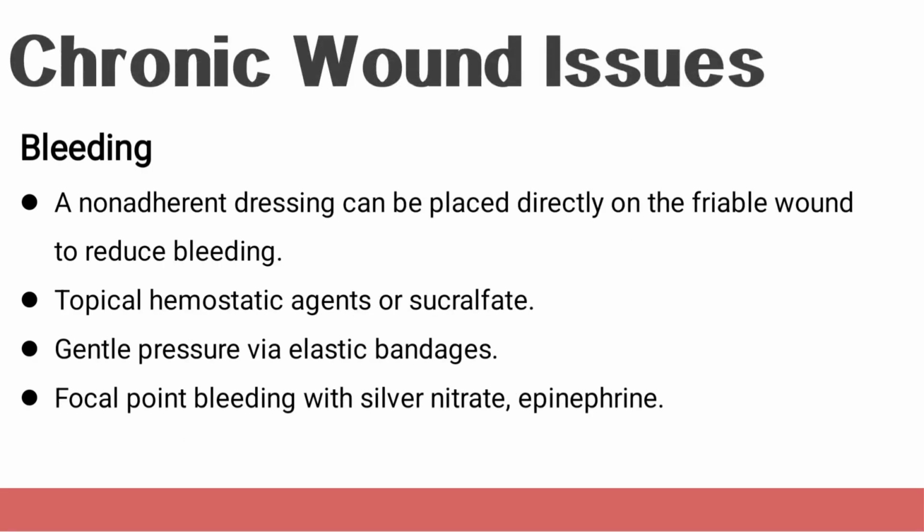Bleeding in chronic wounds. Non-adherent dressings can be placed directly on the friable wound to reduce the bleeding. Topical hemostatic agents or sucralfate can also be used. We can use gentle pressure with elastic bandages as well. The focal points of bleeding we can treat with silver nitrate and epinephrine.